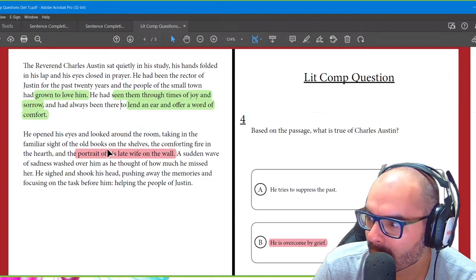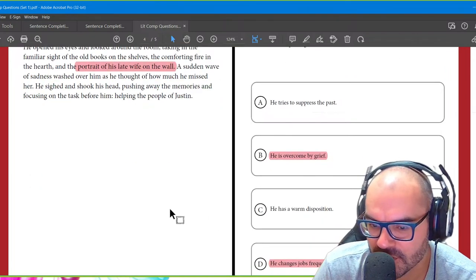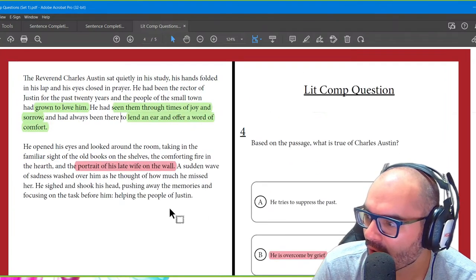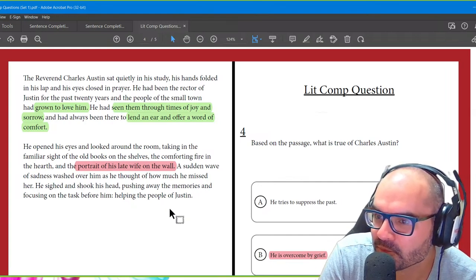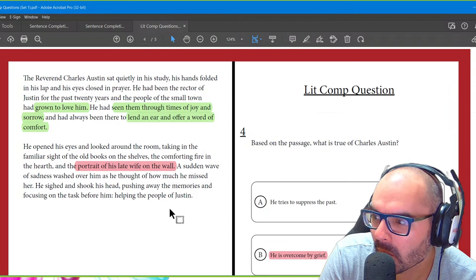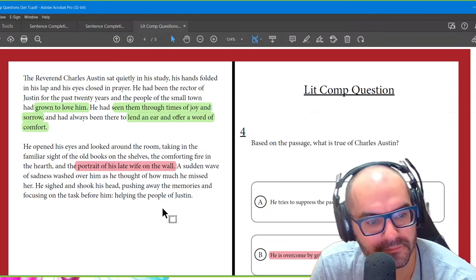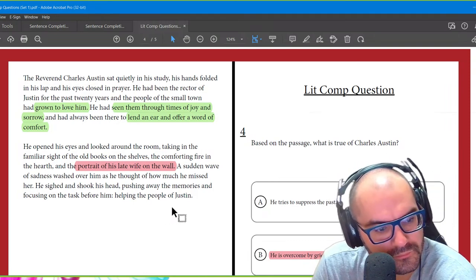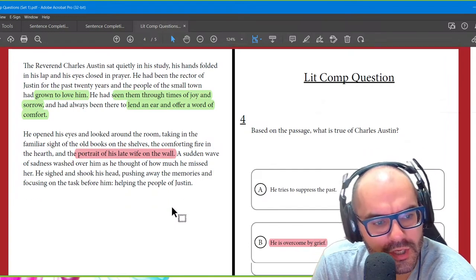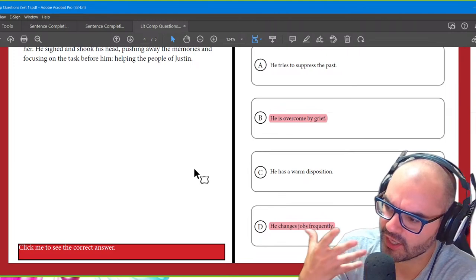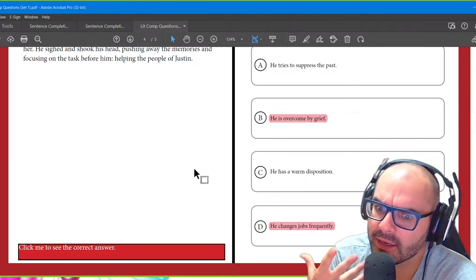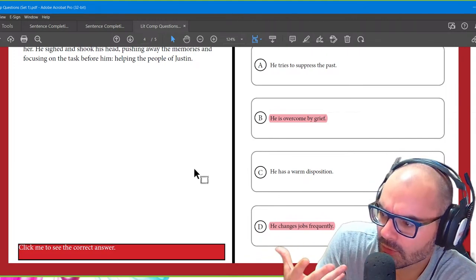Could be C. Warm disposition. What's the evidence that makes you think that? When he remembered his wife, he became sad, and that changed his mood. Okay. Change his mood. I usually, when I see warm disposition, I tend to think about someone who's kind of caring and open to other people.